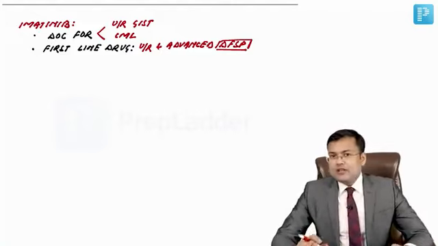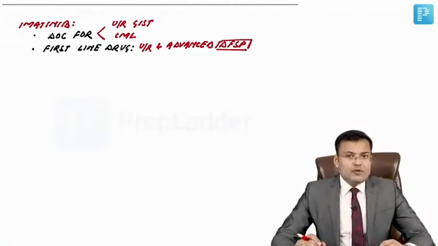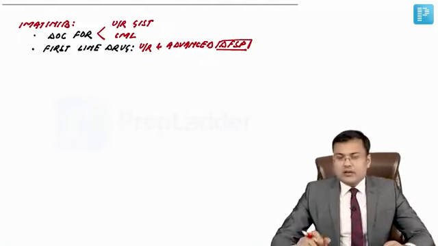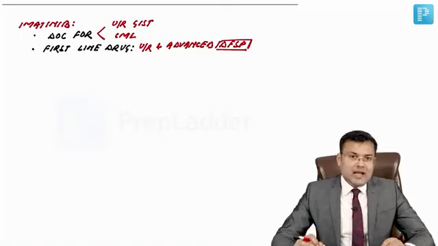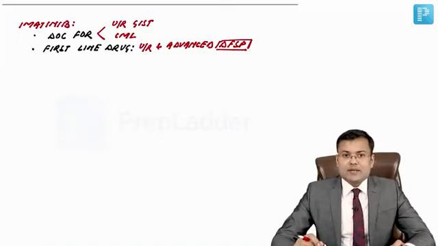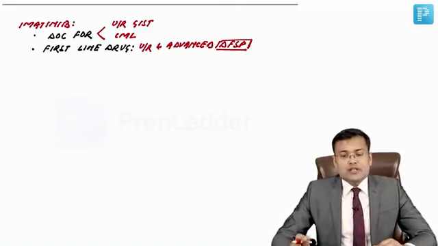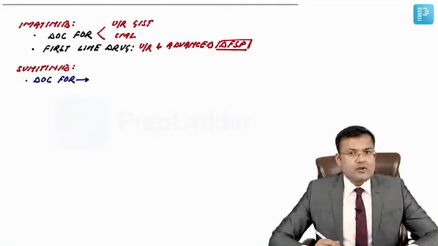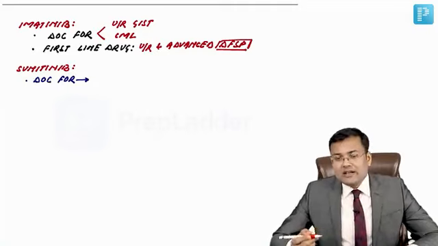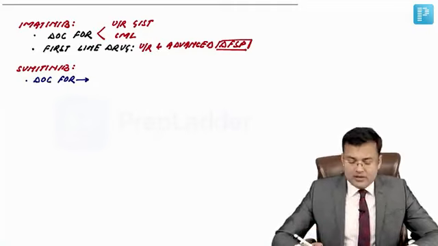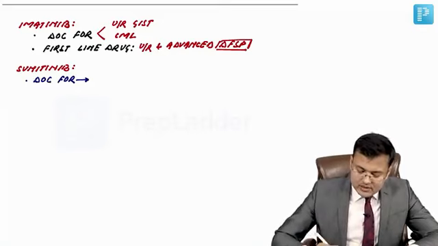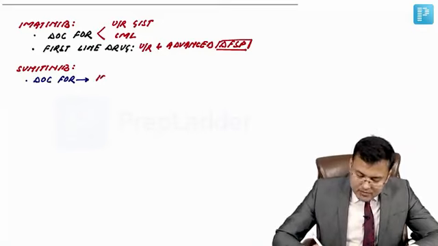So three indications you have to remember. Drug of choice for unresectable GIST, drug of choice for CML, and the first line agent for advanced and unresectable DFSP, dermatofibrosarcoma protuberans. So this is imatinib. Similarly, there is sunitinib. Sunitinib is the second line agent for GIST. So this is the drug of choice for imatinib resistant GIST.